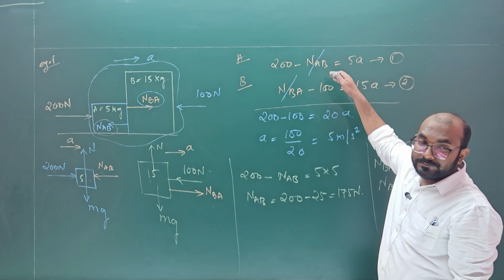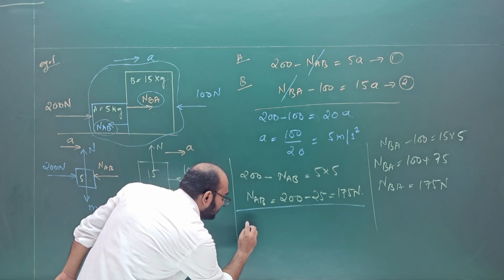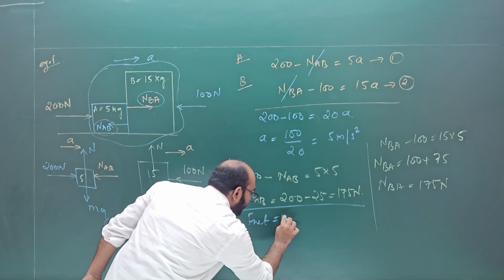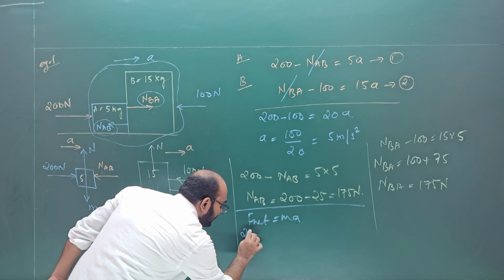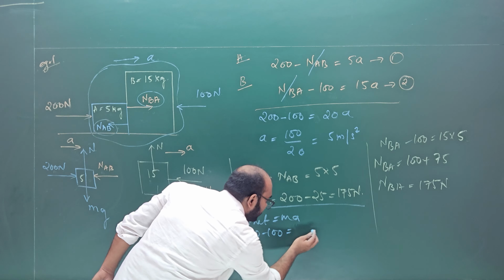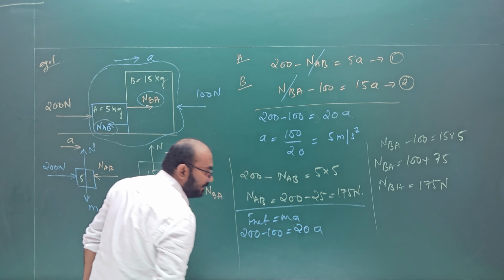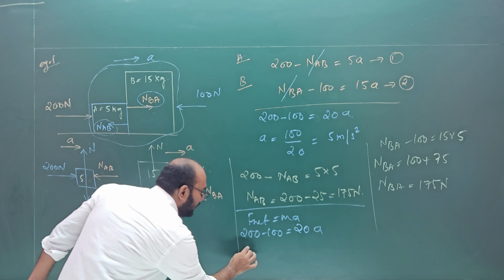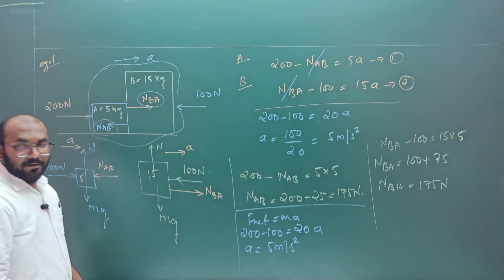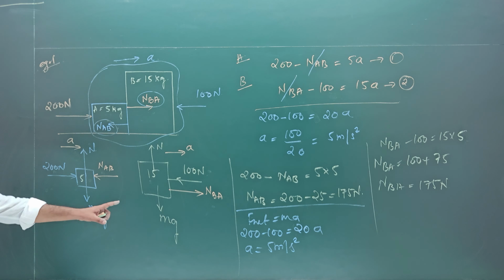Yes or no? So the short form for this is, if I consider it as a system, then I have to calculate the acceleration. F net is equal to what? MA. And this is nothing but 200 minus 100, which is equal to (15 plus 5), that is, directly I am writing here 20A. Yes or no? So from here, A can be written as 5 meter per square second. Yes or no? Right on.